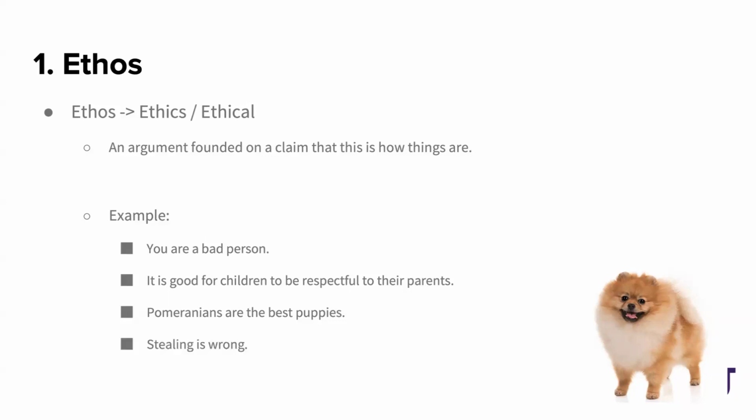And similarly, stealing is wrong. And that is a statement that a lot of people would agree with. But it is, at its essence, a statement of this is how things are. Now, if we had a statement that was something more along the lines of stealing is not a good idea because you will go to jail, that's a more logos argument. That's talking about logic and cause and effect. But just declaring that it is wrong, that is a statement using ethos because it's claiming this is just how things are.